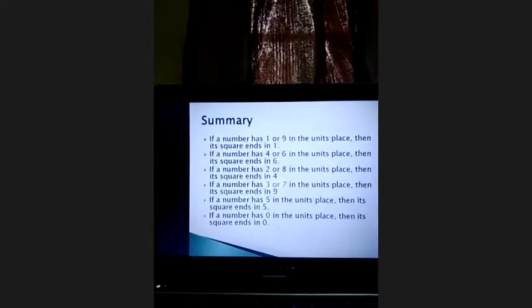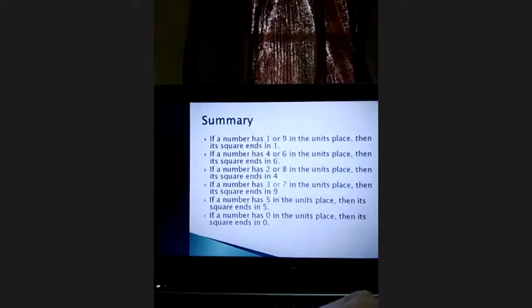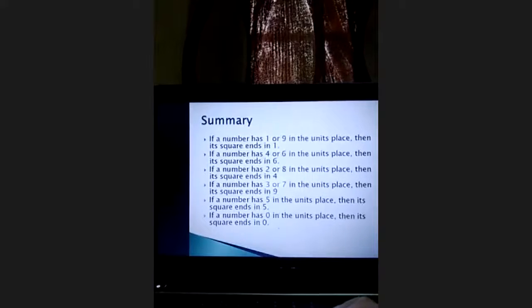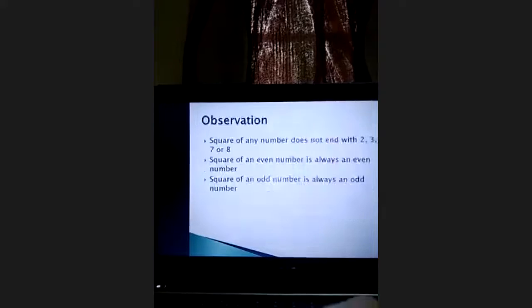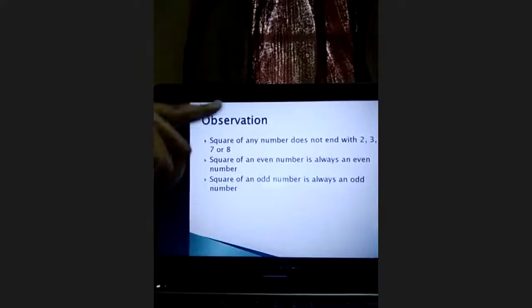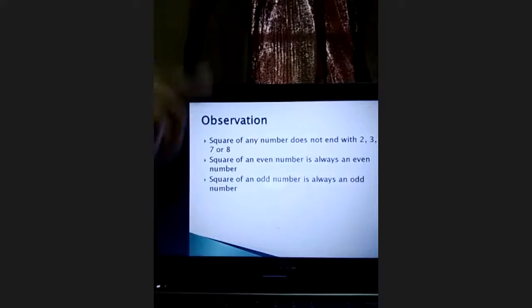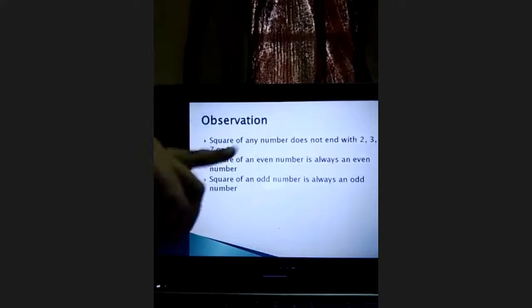Very good. So all these PPTs I will upload in Google Classroom. If you have any doubt, you can go through it and do not hesitate to ask. Now this is the summary. Let us come to the observations. Did you observe that the square of any number does not end with 2, 3, 7 or 8?